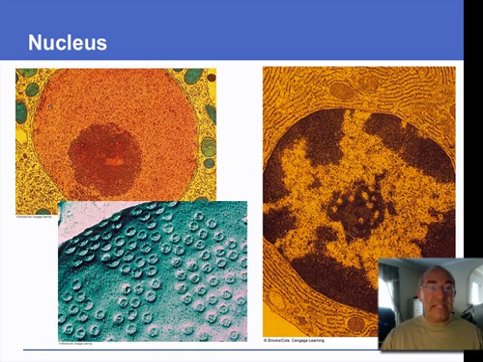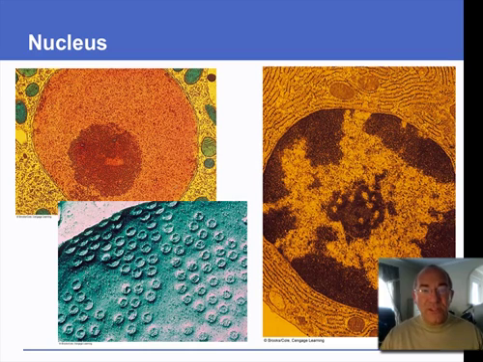This is a transmission EM of a nucleus here. This is the nucleus. This is the nuclear membrane just around the outside. This is the cytoplasm outside. This area here is the nucleolus. The nucleolus is a subcompartment of the nucleus where a lot of ribosomal RNA transcription takes place. So this is the nucleolus, nucleus, and this is the nuclear membrane.